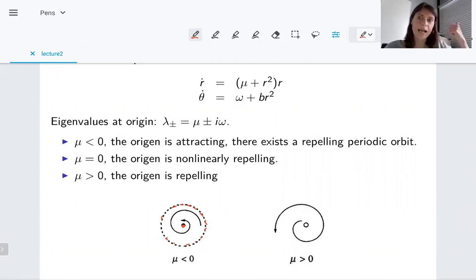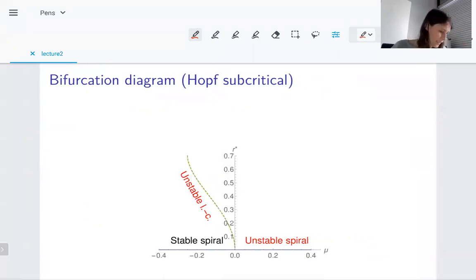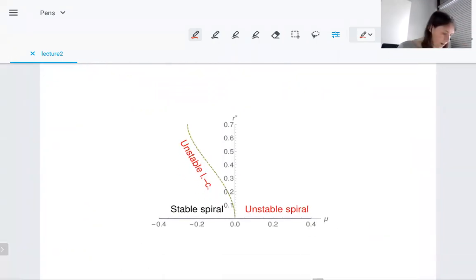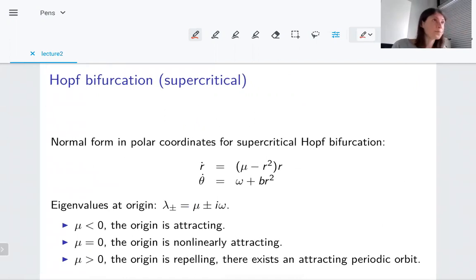And in these systems, what happens is another bifurcation. Well, this is the bifurcation diagram. We have the unstable periodic orbit of size the square root of mu, okay, and the stable spiral. And as we move the values of the parameter, this unstable periodic orbit collapses around the equilibrium and disappears.